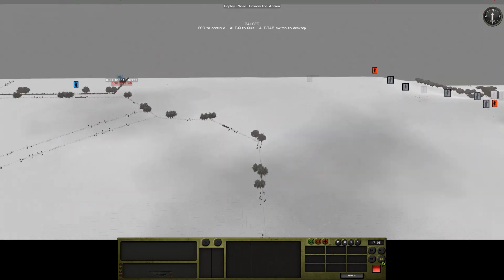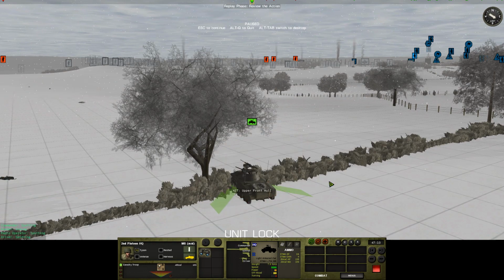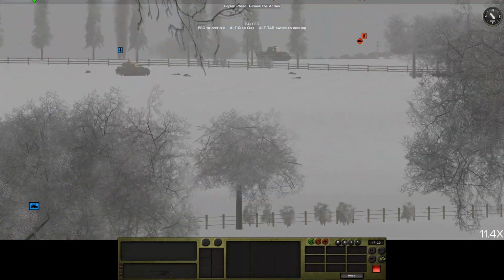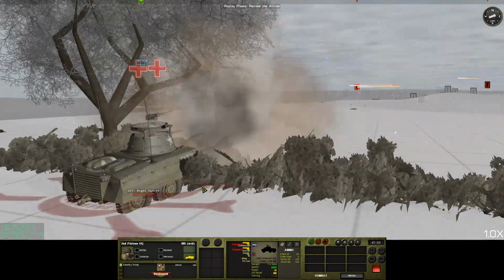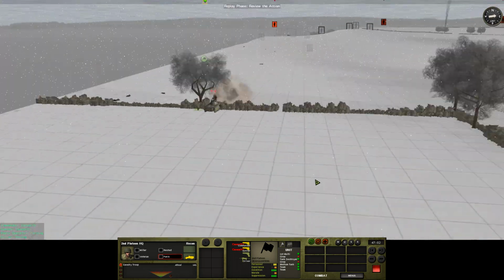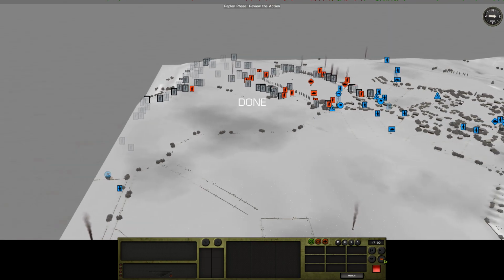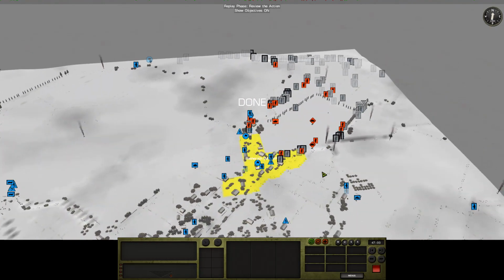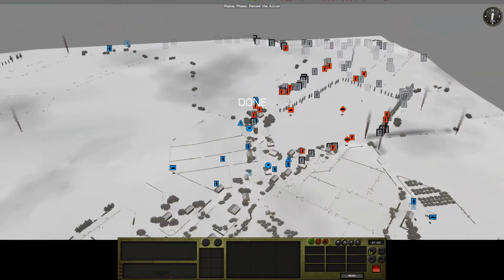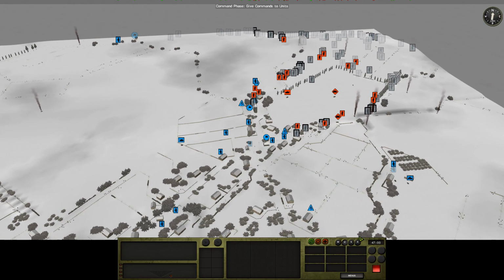Oh yeah, what happened? I think it's the King Tiger. Yes, it is the King Tiger. Yeah, so they're dead. I do kind of think we're at the end of the tether here. Still no ceasefire.